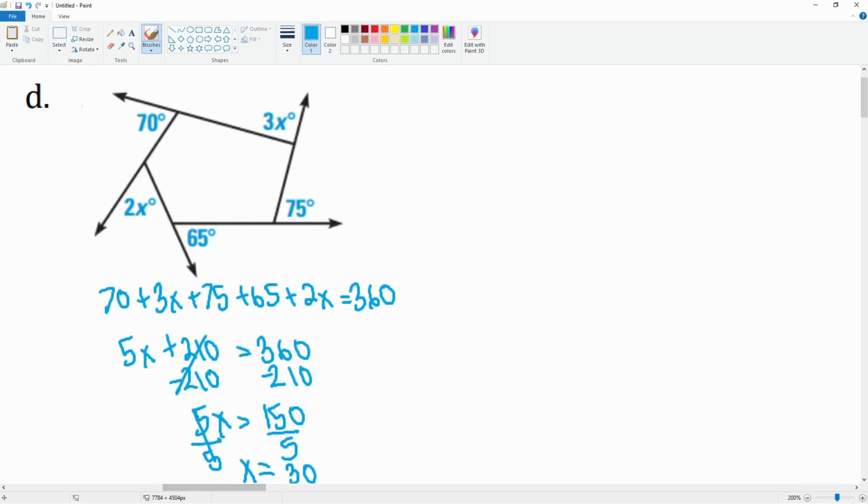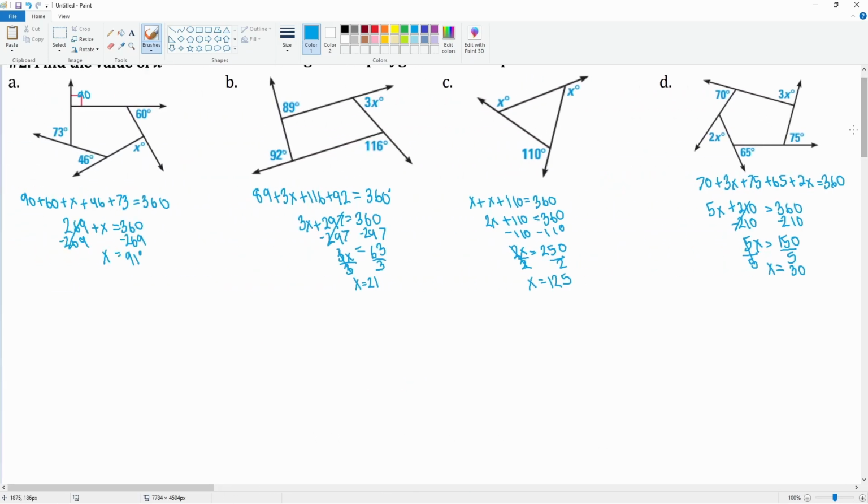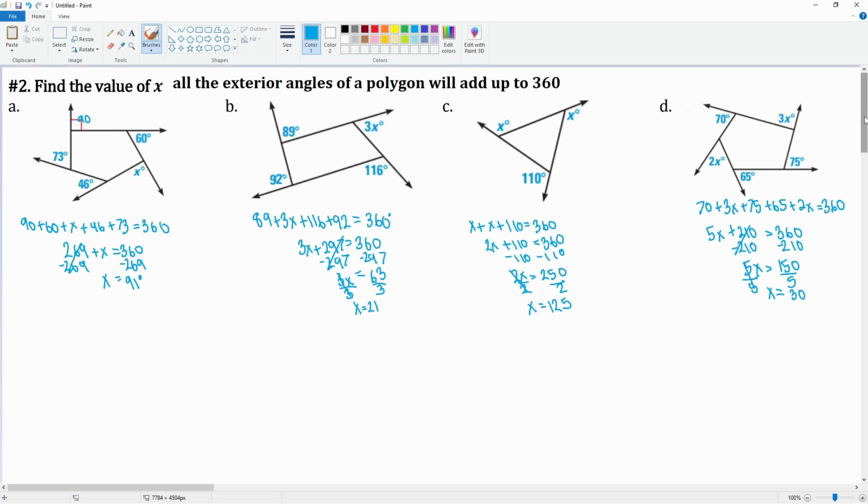All right, so there you go. Those are all how you set up the equation based on the exterior angles of the polygon and solving for that value of x.